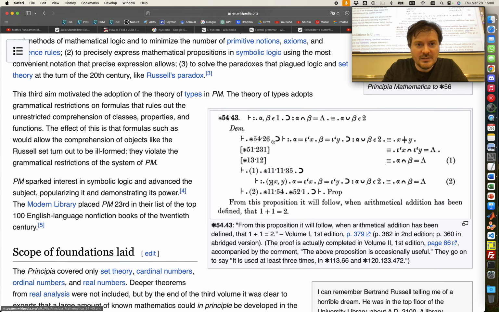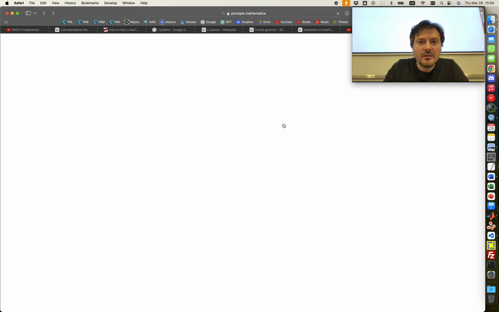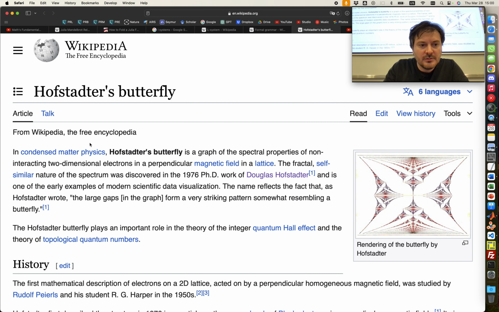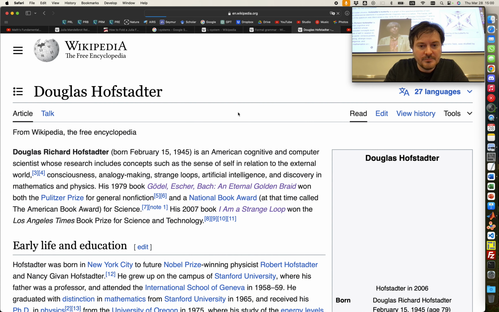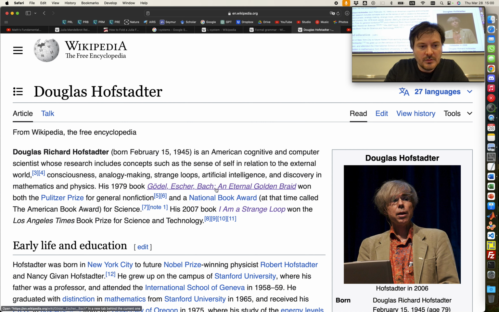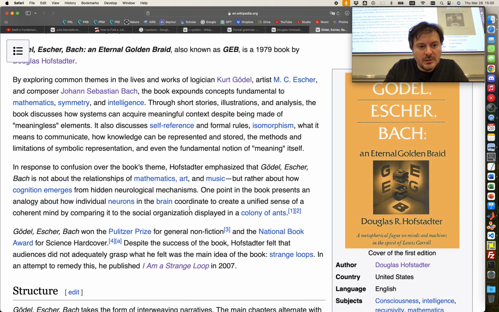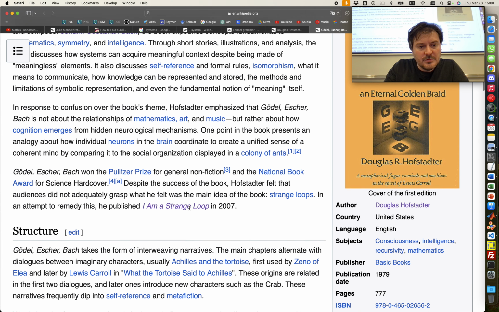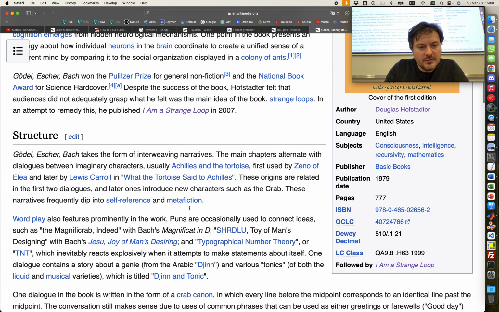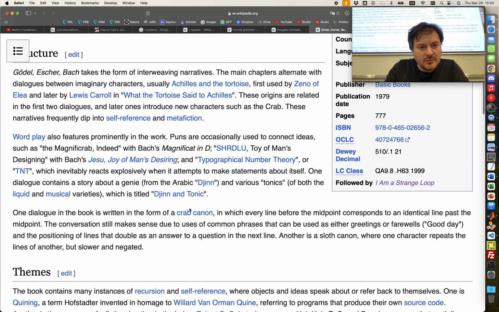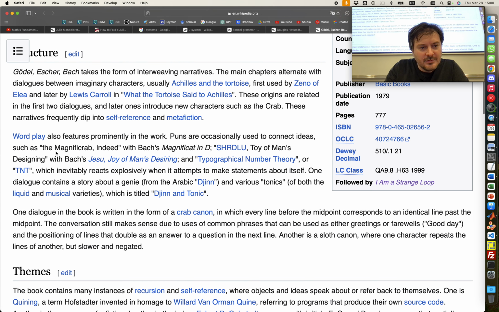Okay. Let's. Where is Hofstadter? Here is Hofstadter. Here is Gödel, Escher, Bach. Neurons, colony of ants, like there is this magnific crab that corresponds to Bach's Magnificat.